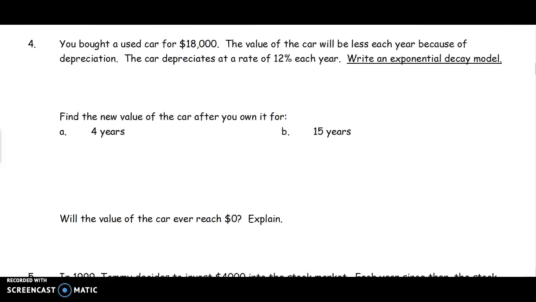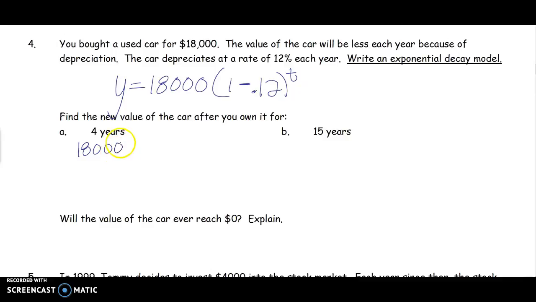It says you bought a used car for $18,000. The value of the car will be less each year because of depreciation. The car depreciates at a rate of 12% each year. So we would say y equals 18,000 times 1 minus, because it's going down, your amount is going down, 0.12 raised to the t power. So how much is your car worth after 4 years? And how much is your car worth after 15 years?